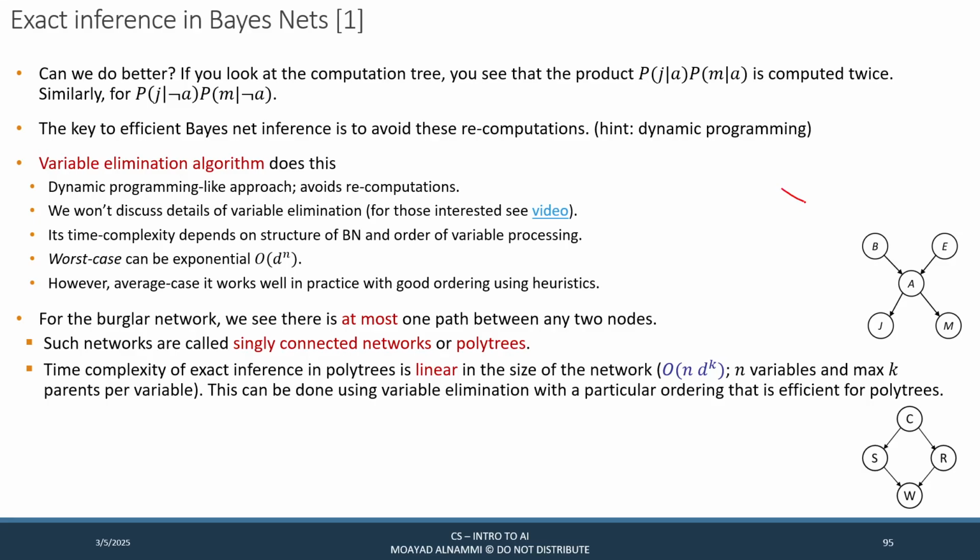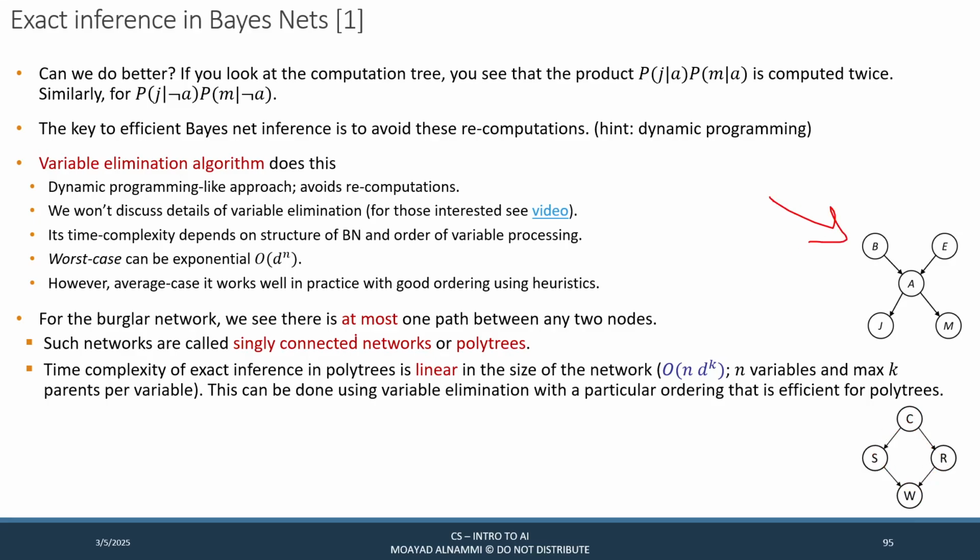One last thing is that for the burglar network that you see here, you can see that there is at most one path between any two nodes. So if you look at the node B here and the node M, there's only one path between them. The node E here and the node B, there's only one path between them. Whereas in this graph here, if you take the node C and the node W, for example, there's two paths. There's one through R and one through S.